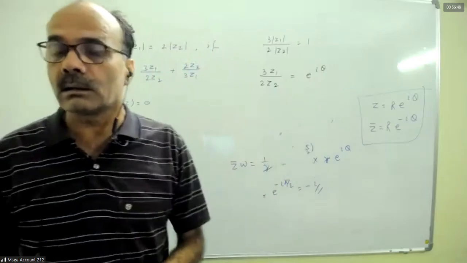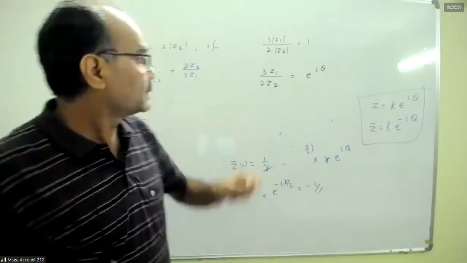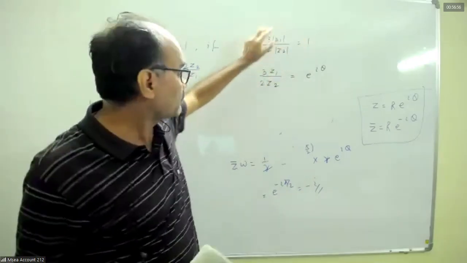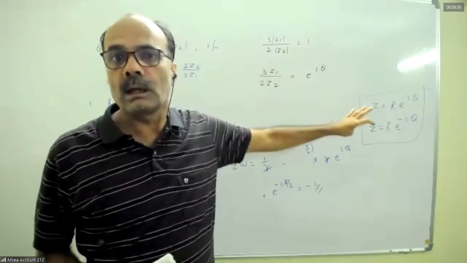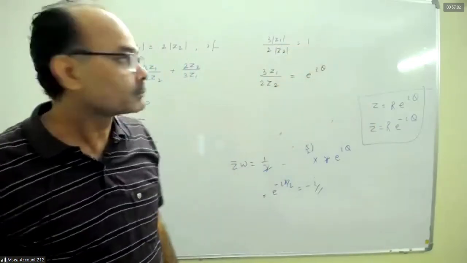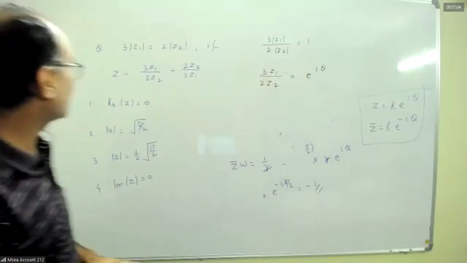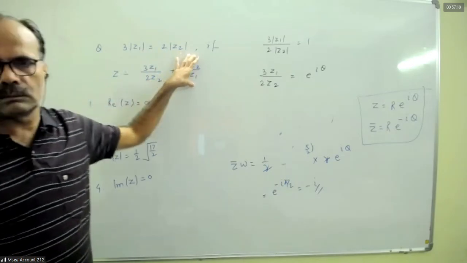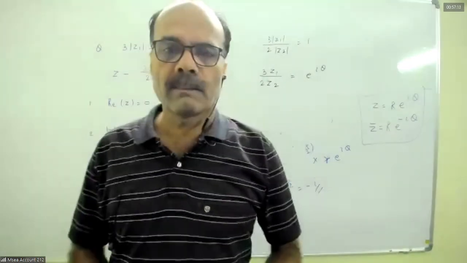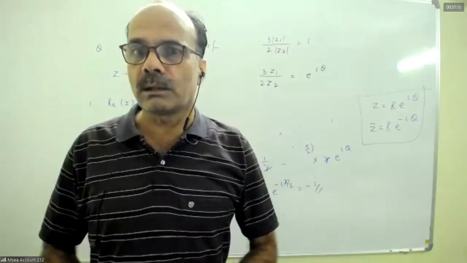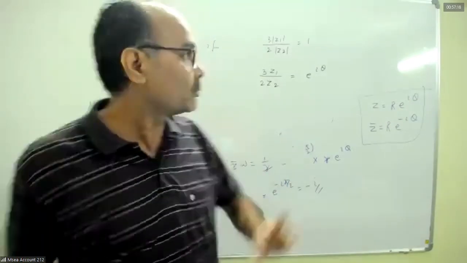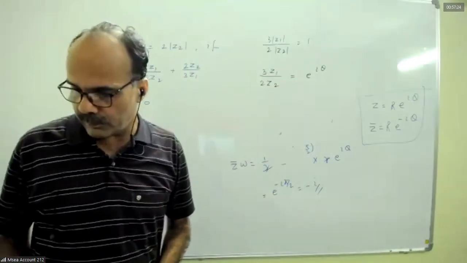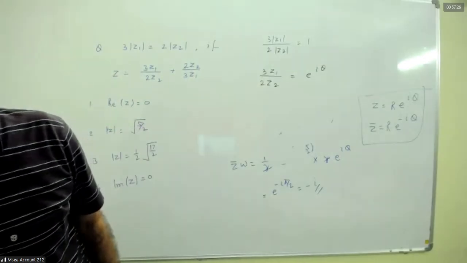Only one unknown is there, theta. R is 1. This is a complex number whose magnitude is 1, and let us assume argument is theta. If this is e to the power I theta, then this will be e to the power minus I theta, magnitude 1. Whenever magnitude of any complex number is 1, we can assume it in terms of one unknown.